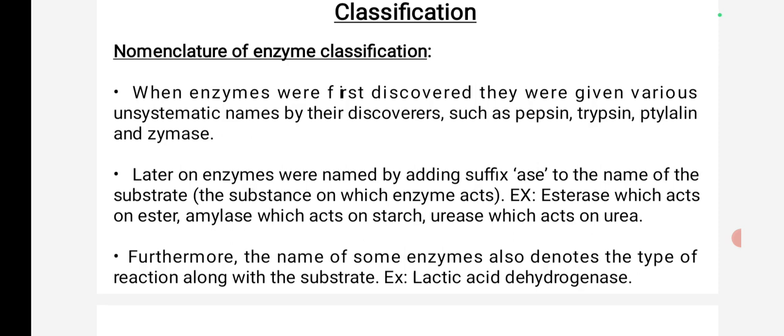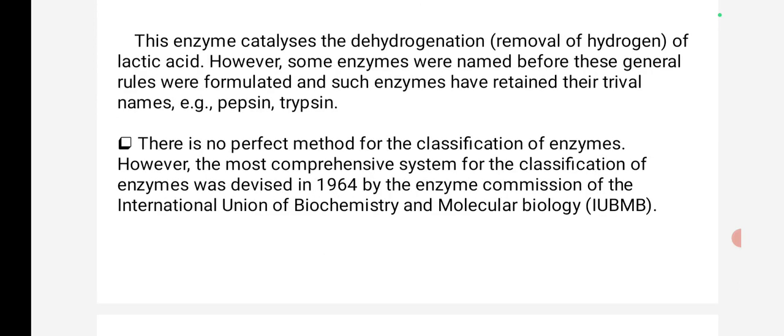Furthermore, the name of some enzymes also denotes the type of reaction along with the substrate. For example, lactate dehydrogenase catalyzes the dehydrogenation reaction, the removal of hydrogen from lactic acid. However, some enzymes were named before these general rules were formulated, and such enzymes have retained their trivial names, for example pepsin, trypsin. There is no perfect method for classification of enzymes.